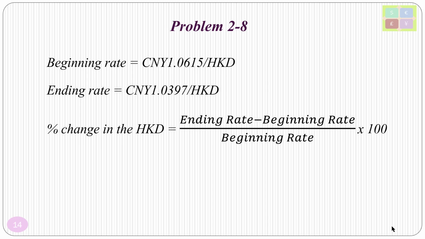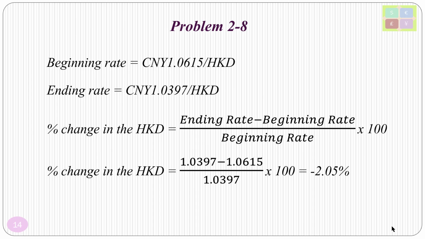So the percentage change in the Hong Kong dollar equals ending rate minus beginning rate divided by the beginning rate times 100, or percentage change in the Hong Kong dollar equals (1.0397 minus 1.0615) divided by the beginning rate of 1.0615 multiplied by 100, and it comes out to negative 2.05%. We did some analysis earlier and we noticed that the Hong Kong dollar had gone down, and here we are getting a negative number, which confirms our analysis.